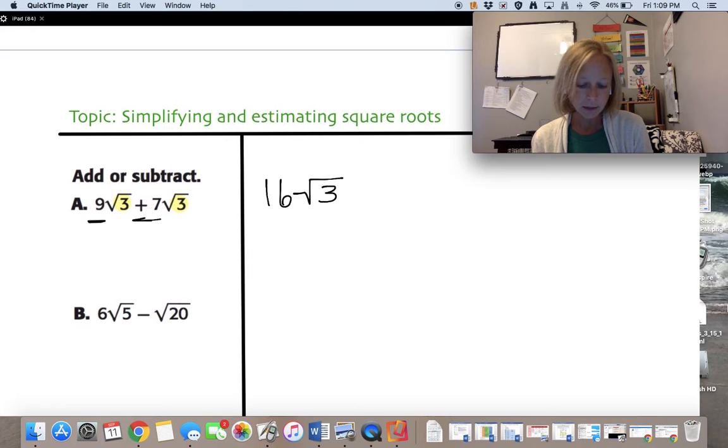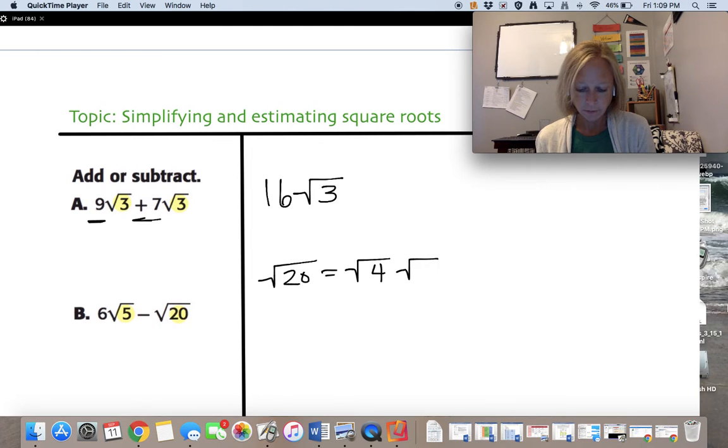When we look at this next example, though, we do not have like radical terms. But let's look at that 20. Are there any perfect squares that go into it? Yes, there are. 4 and 5. So let's work on that 20. So we have the square root of 20, which is equal to the square root of 4 times the square root of 5. We all know the square root of 4 is 2. We know the square root of 5 is irrational. So this is now simplified.